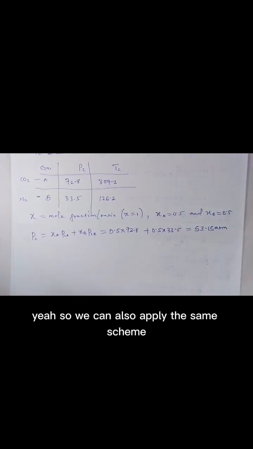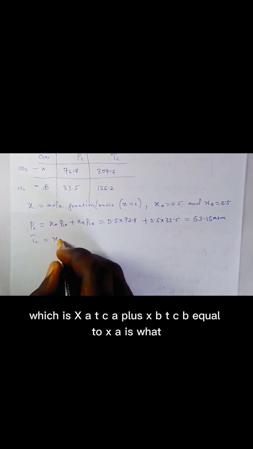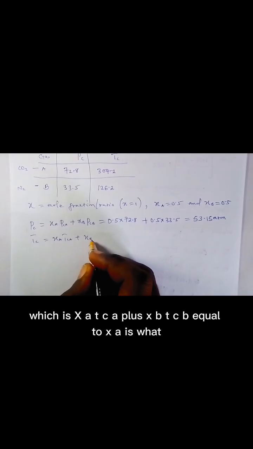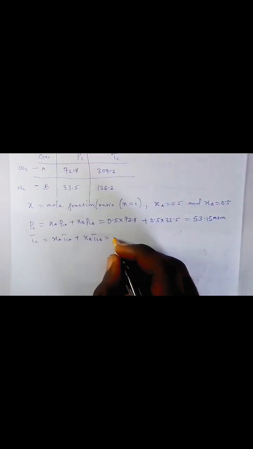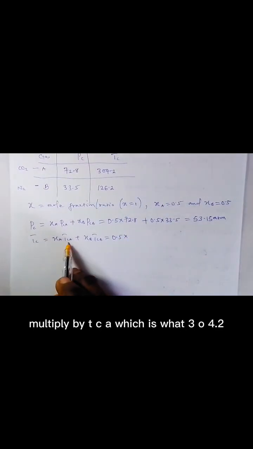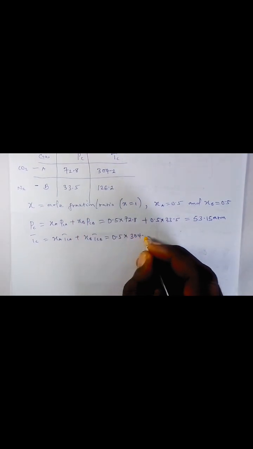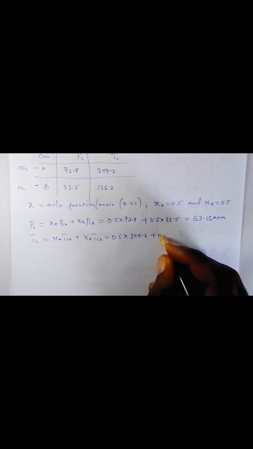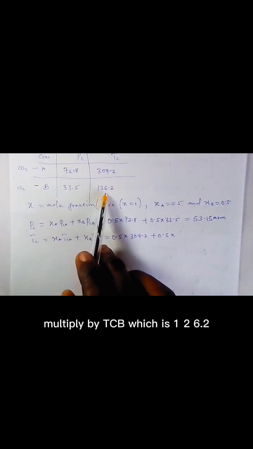Yeah. So we can also apply the same scheme towards the critical temperature, which is XA TCA plus XB TCB, equal to XA, which is 0.5, multiplied by TCA, which is 304.2, plus XB, which is 0.5, multiplied by TCB, which is 126.2.